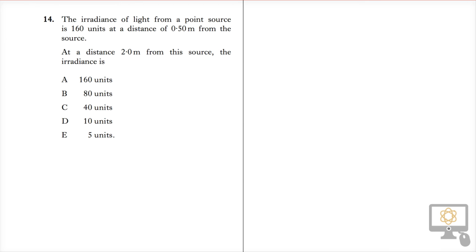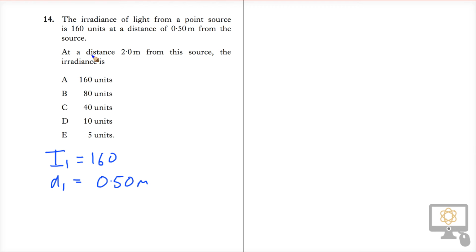Right, so let's have a look at question 14 from the 2014 higher revised physics paper. It states that the irradiance of a light bulb from a point source is 160 units at a distance of 0.5 meters. I'm going to write that down. Irradiance 1 is 160 units, and that's at a distance, we'll call that distance 1, of 50 centimeters, 0.5 meters.